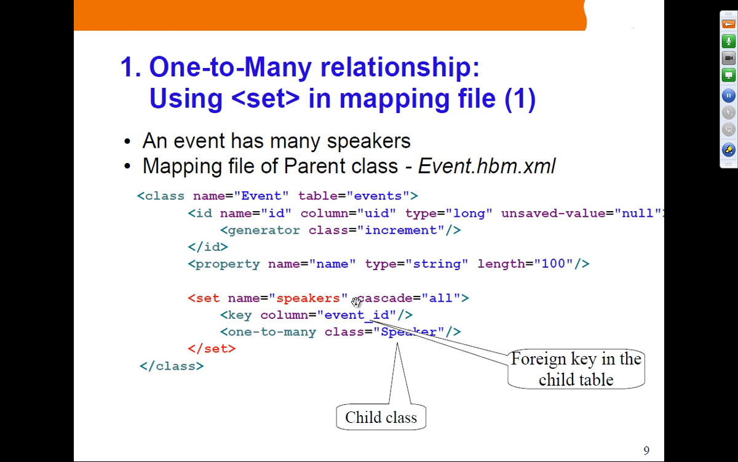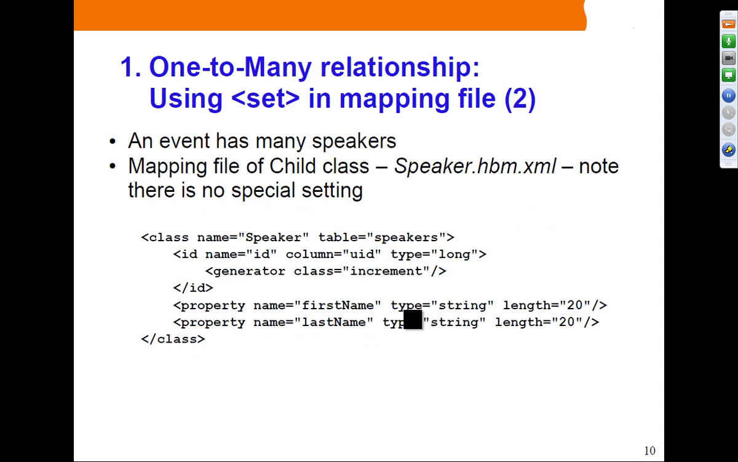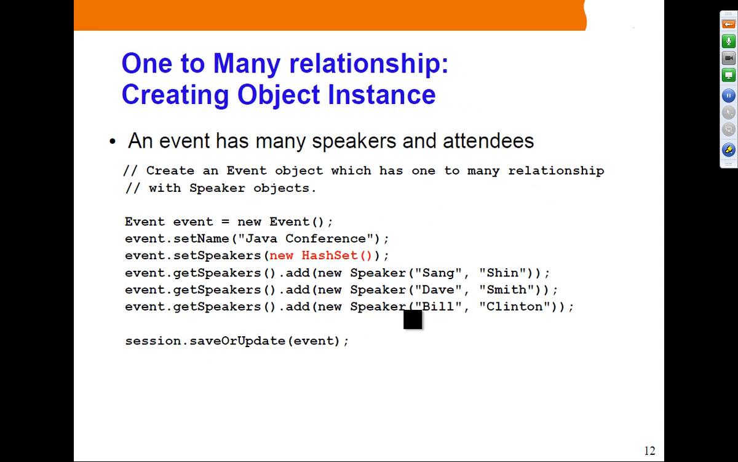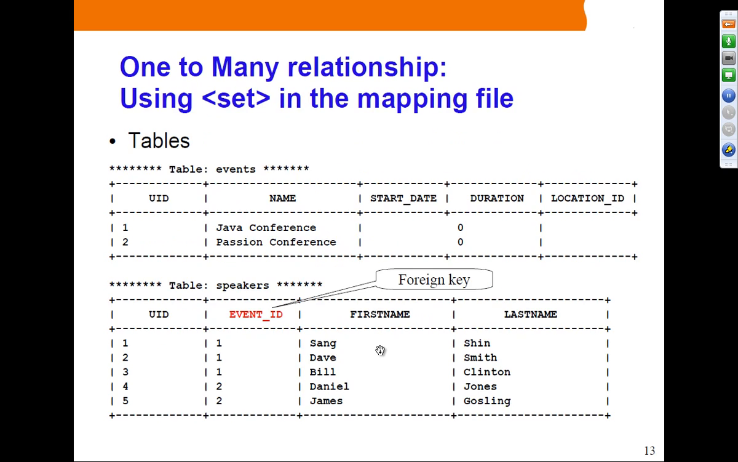So instead, you typically use the cascade attribute to indicate that whenever an event object is saved or deleted, you want the speaker objects that belong to that event to also be saved or deleted. So that is basically this code. We just save the event object, and all the speakers will also be saved, meaning there will be 3 entries in the speaker table.